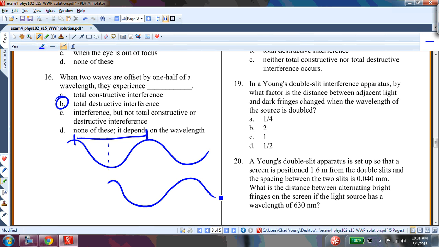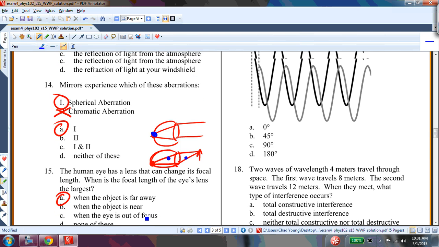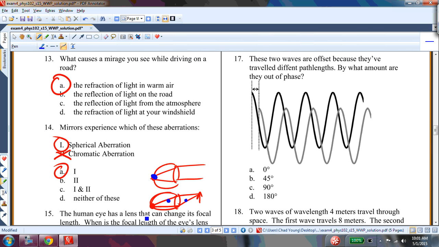So it'll look like that. That's destructive interference. These cancel out. These two waves are offset because they've traveled different path lengths. By what amount are they out of phase? These are out of phase by 1/4 wavelength. Remember, this distance is 1 wavelength, so this distance is 1/4 wavelength. That is offset by a factor of 90 degrees.